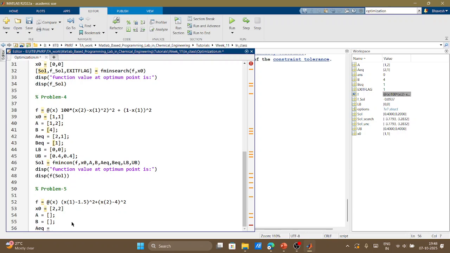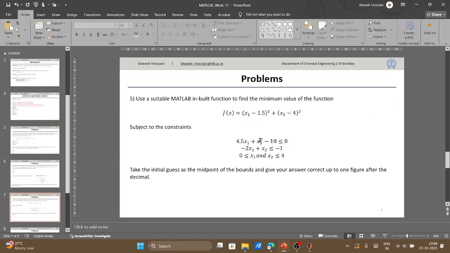For the constraints, I have two equations. So for the equality constraint, I have one linear constraint and one non-linear constraint. What we learned in the help command is that when we have a non-linear function, we have to create a separate function for that also. So we will do that. Before that, let's provide the inequality constraint data.